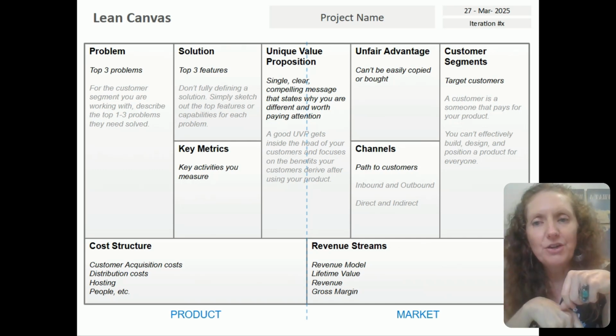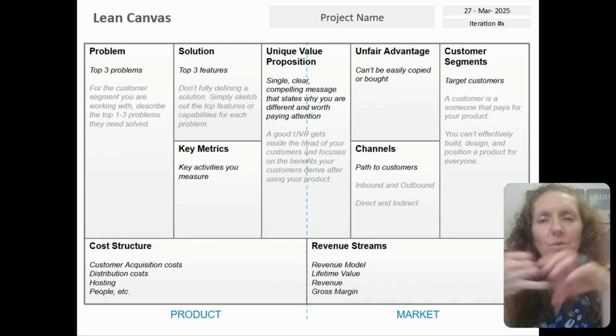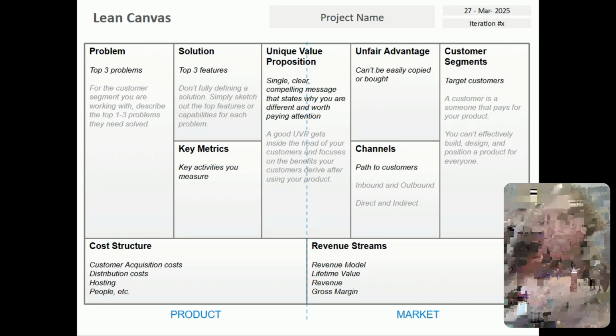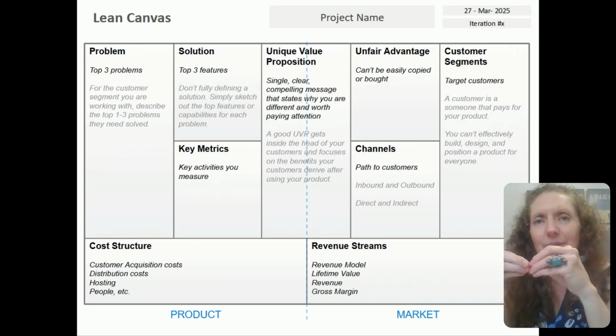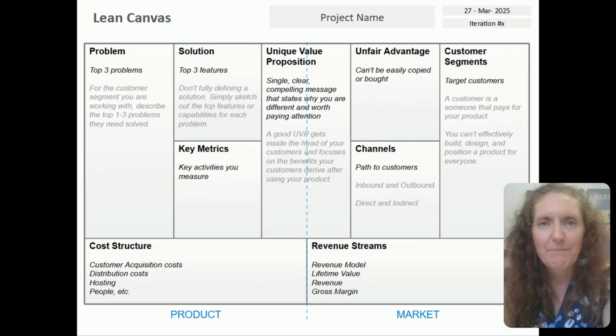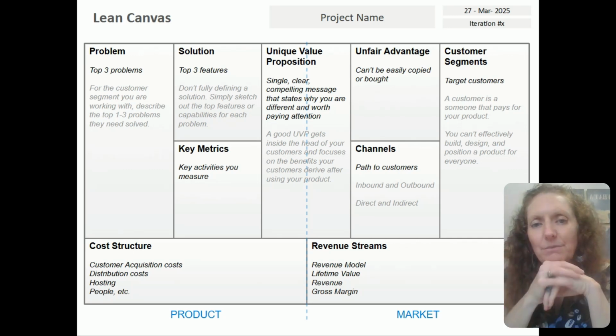Then what are your revenue streams? So you've got your costs. What are your revenue streams? So what's your revenue model? What is the lifetime value of your customers? So do they just buy once from you? Or are they buying from you over many months or years? In which case, how much is the total customer worth?